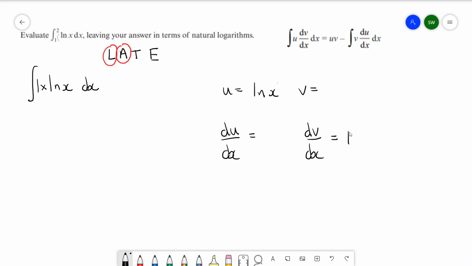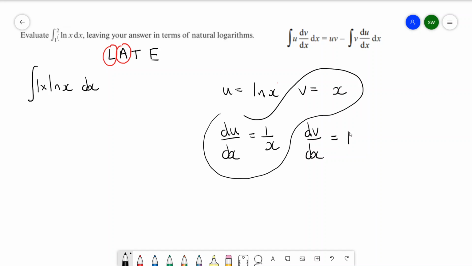So du by dx is equal to 1 over x, and if we integrate dv by dx to get v, we're going to have x. And it's worth checking at this point. Remember, we need to be able to integrate v times by du by dx, which we can do.